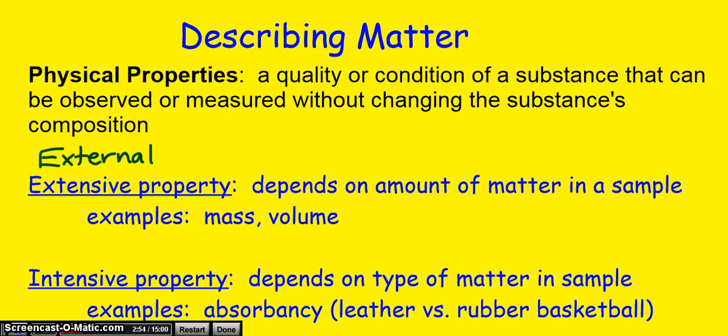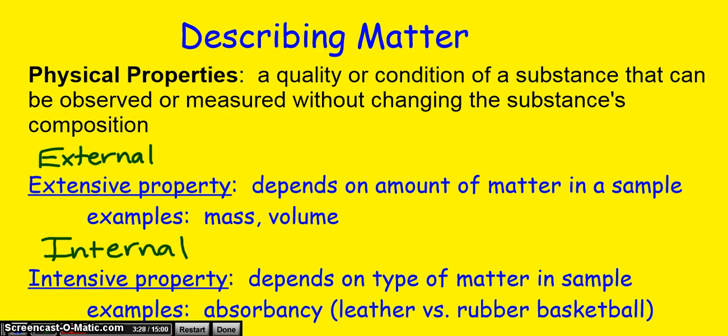Intensive should make you think inherent or internal. These properties come from the actual type of matter you have, and no matter how much or how little of it you have, that property will remain the same. So an example would be absorbency. If you think about a basketball, a rubber basketball is going to maybe stay wet with some of the materials if you're playing outside. A leather basketball, because of the material it's made of, can actually absorb some of that moisture. Consider something like color.